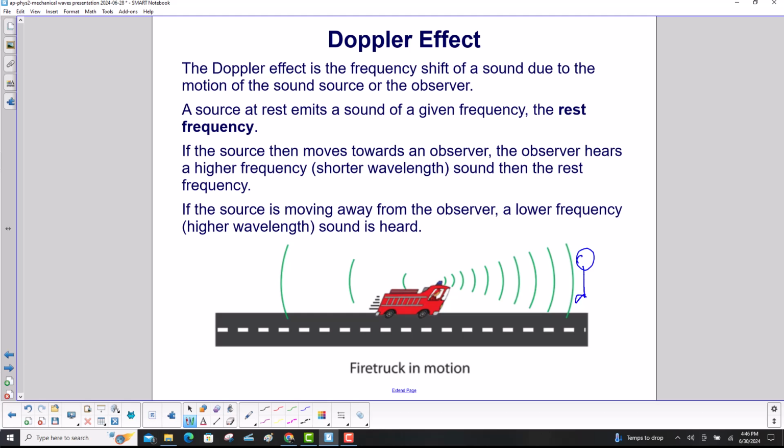So here would be a person. The wavelength here, it's the difference between these waves here. That's quite small, so that means the frequency is higher. If you're over here and the fire truck already went by you, you have a longer wavelength and a smaller frequency.